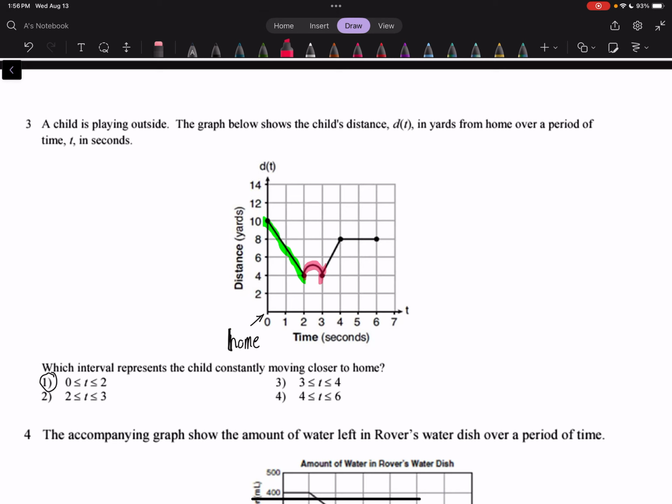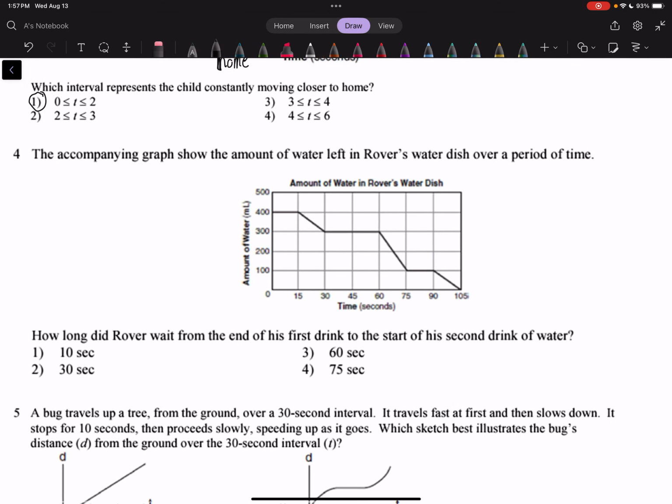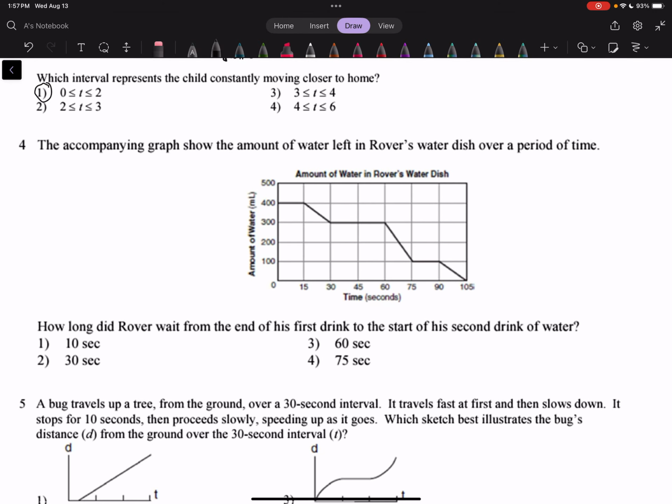From 3 to 4, she is strictly going away from the house. And from 4 to 6, she is standing in that one area, not doing anything closer or further from the house. 0 to 2 is the best answer. Take a second, try number 4, and then play the video.